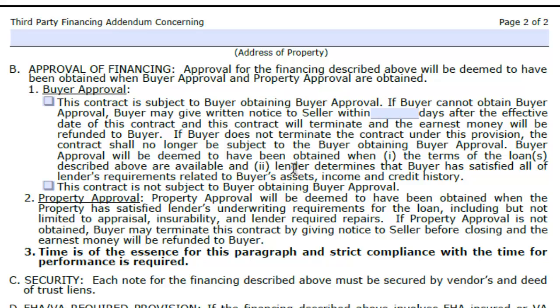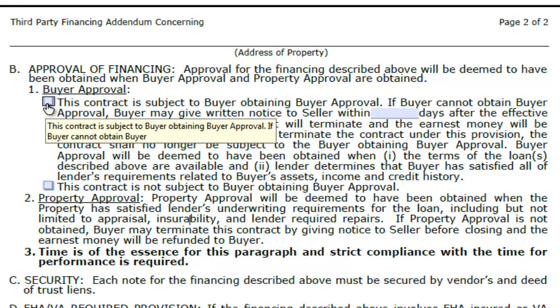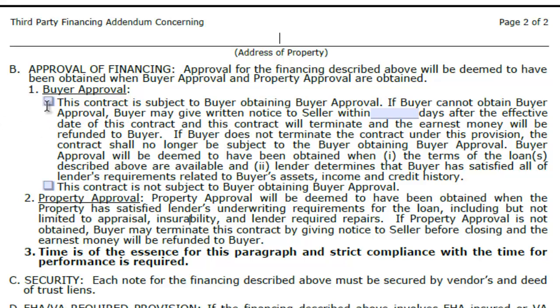Let's move to B. Approval of financing. This is where the magic happens. So you're going to, again, put the address of the property that your client is buying there, and then here you're going to put that the contract is subject to the buyer qualifying for financing, or it is not subject to the client qualifying for financing. You don't want to just check one of those boxes.